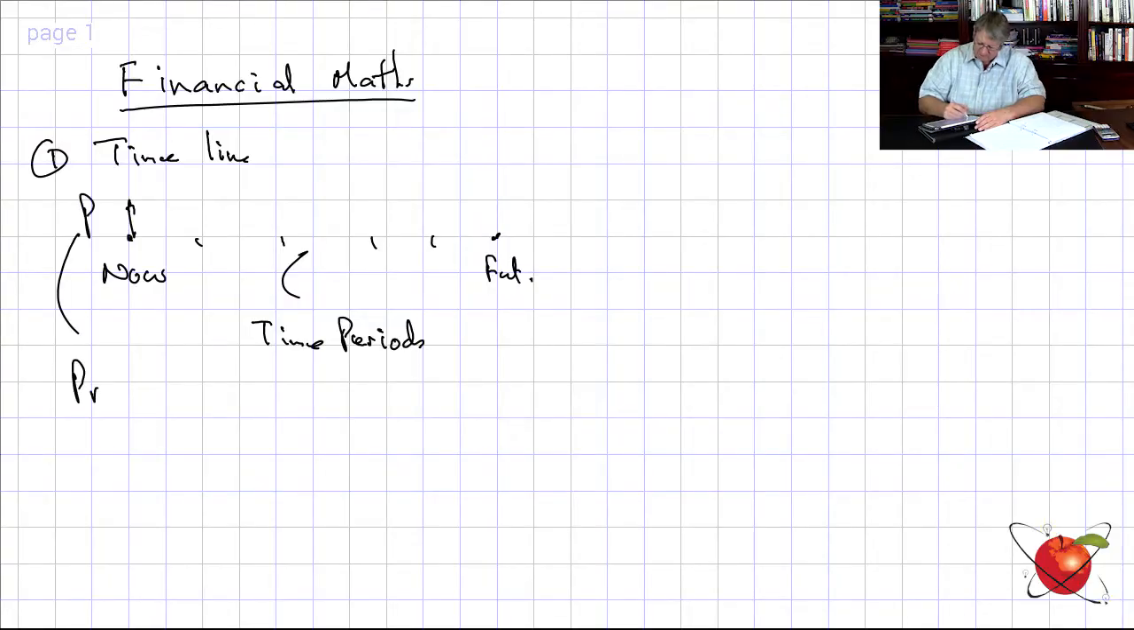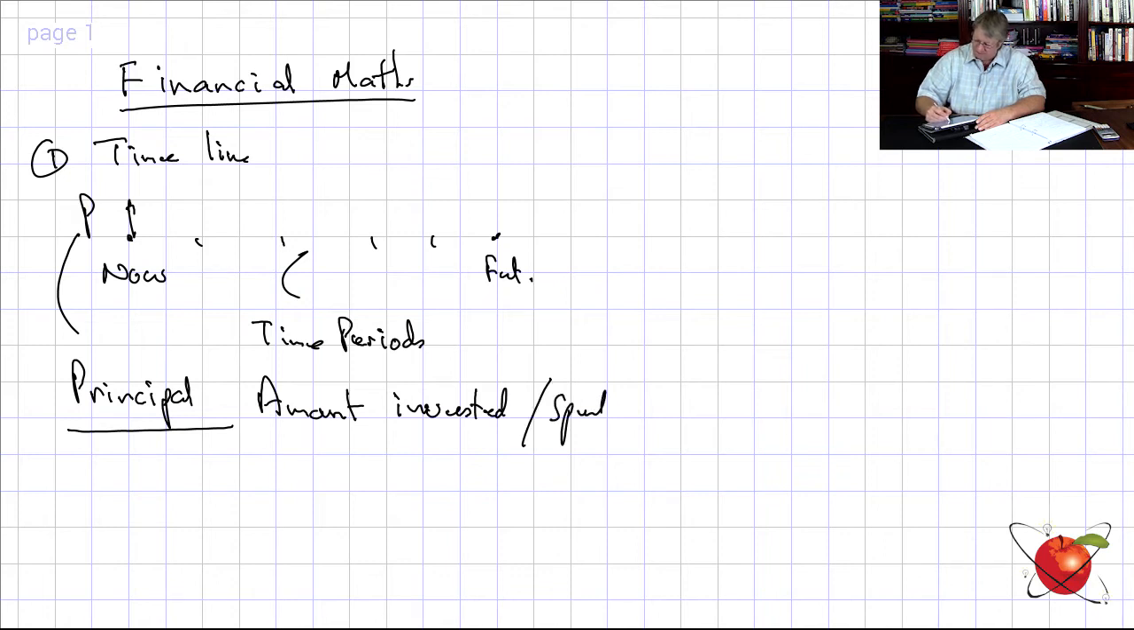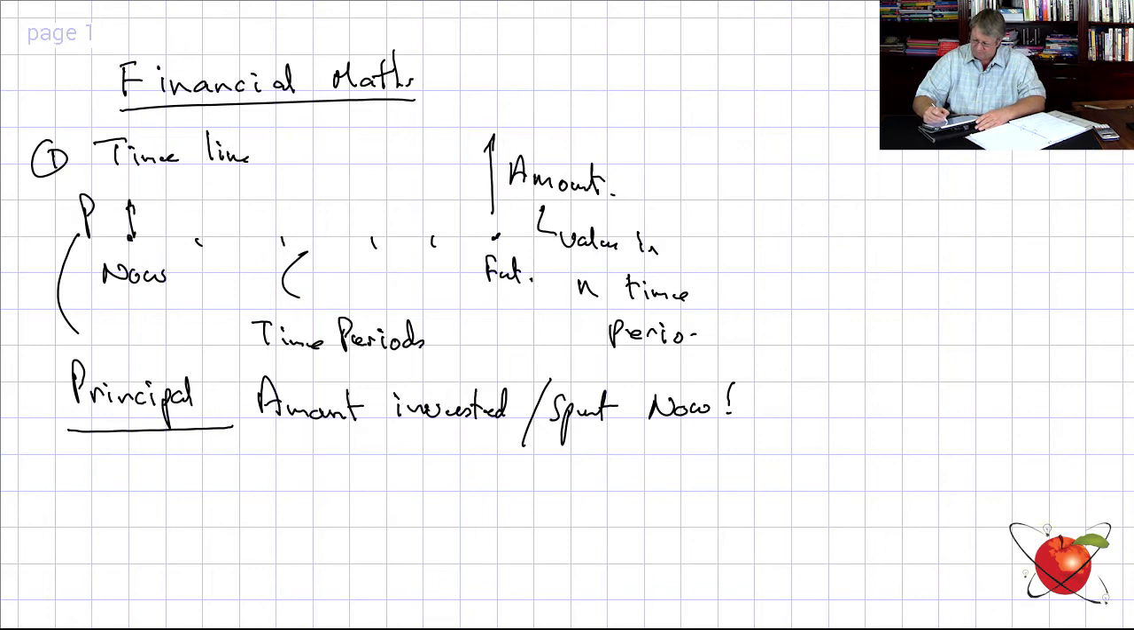Then this is called the P, which is the principal. This is the amount invested or spent now. And the amount over here is the value in n time periods, the value in n time periods, right?